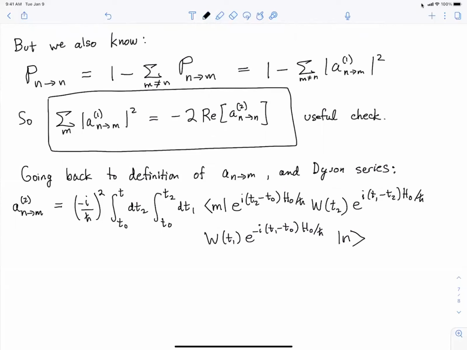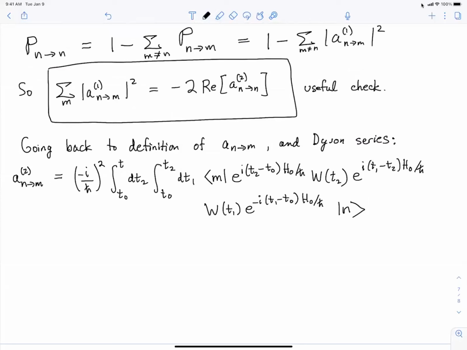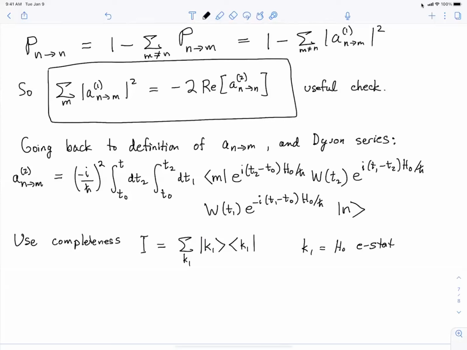Okay, so now we have to evaluate this thing somehow. And the strategy for evaluating it, as usual when you don't know any other way to proceed, is to use completeness. We are going to write down that the identity operator is a sum over H0 eigenstates, which I'm going to label as k1: ket k1, bra k1, using completeness of the k1 as H0 eigenstates. But where am I going to put it? It turns out a good place to insert this identity is right in here.